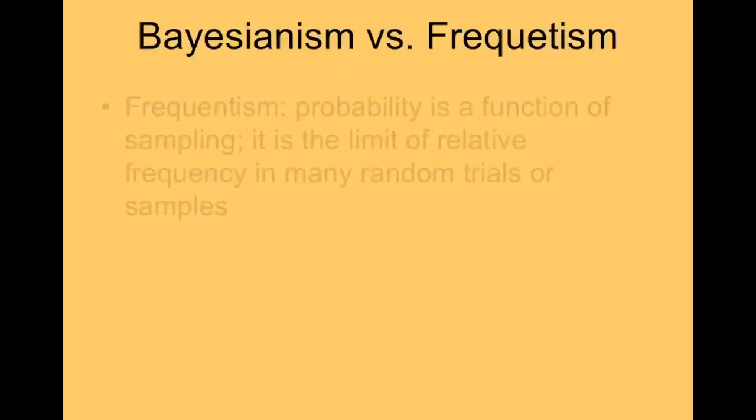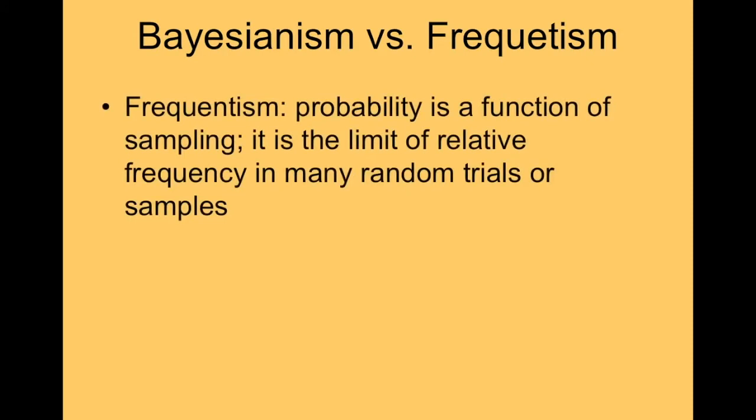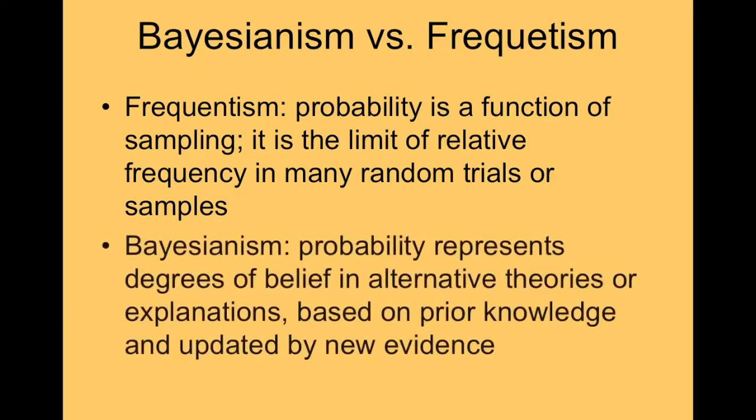So as I said, in frequentism, probability is a function of sampling. Technically, it's the limit of relative frequency in many random trials or samples. And in Bayesianism, probability represents degrees of belief in alternative theories or explanations, and it's based on prior knowledge that we then update with new evidence.